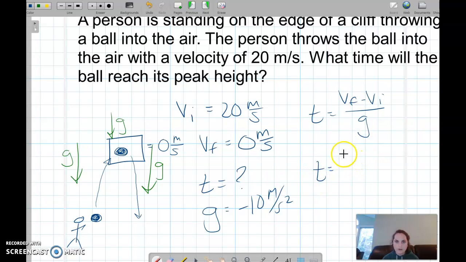So let's solve out the time and plug in our information here. We have 0 minus 20 meters per second, all over negative 10 meters per second squared. So we get a time of 2 seconds.